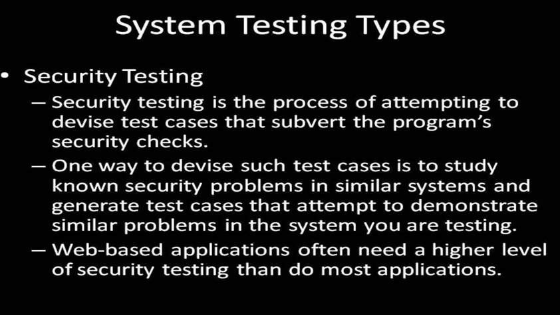One way to devise such test cases is to study known security problems in similar systems and generate test cases that attempt to demonstrate similar problems in the system you are testing. For example, published sources in magazines, chat rooms, or news groups frequently cover known bugs in operating systems or other software systems. By searching for security holes in existing programs that provide services similar to the one you are testing, you can devise test cases to determine whether your program suffers from similar problems.